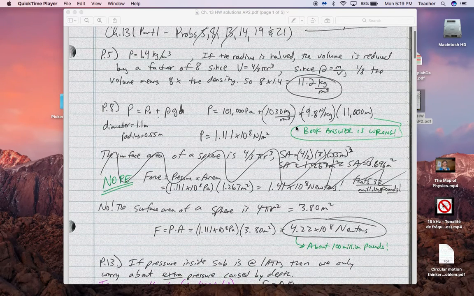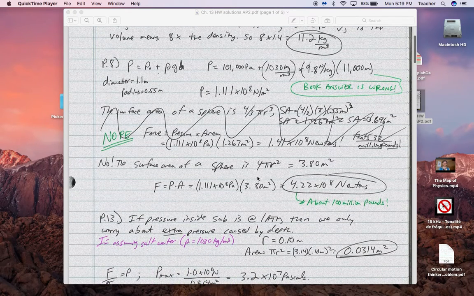For problem 8, I almost made the same mistake as the book did, and that for some reason I thought the surface area of a sphere is 4/3 pi r cubed. It is not. It is 4 pi r squared. So I believe we did this one in class on Monday, December 9th, and I ended up getting like 422 million newtons was the force on that small sphere, but it was at a huge depth, 11,000 meters.